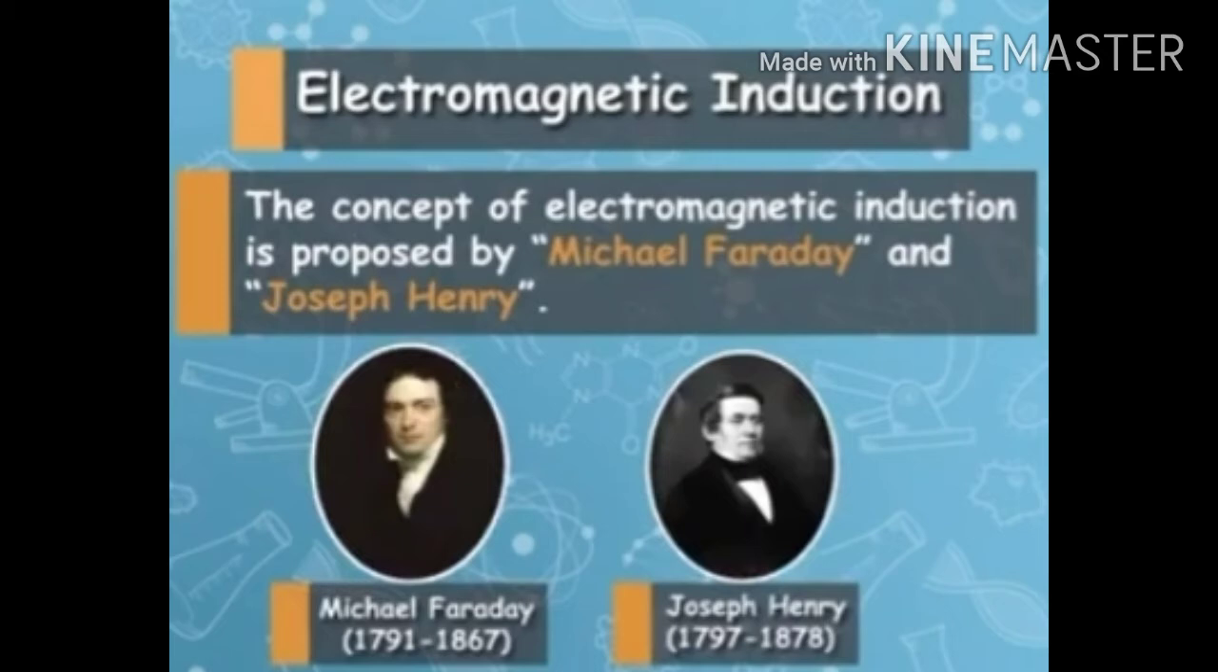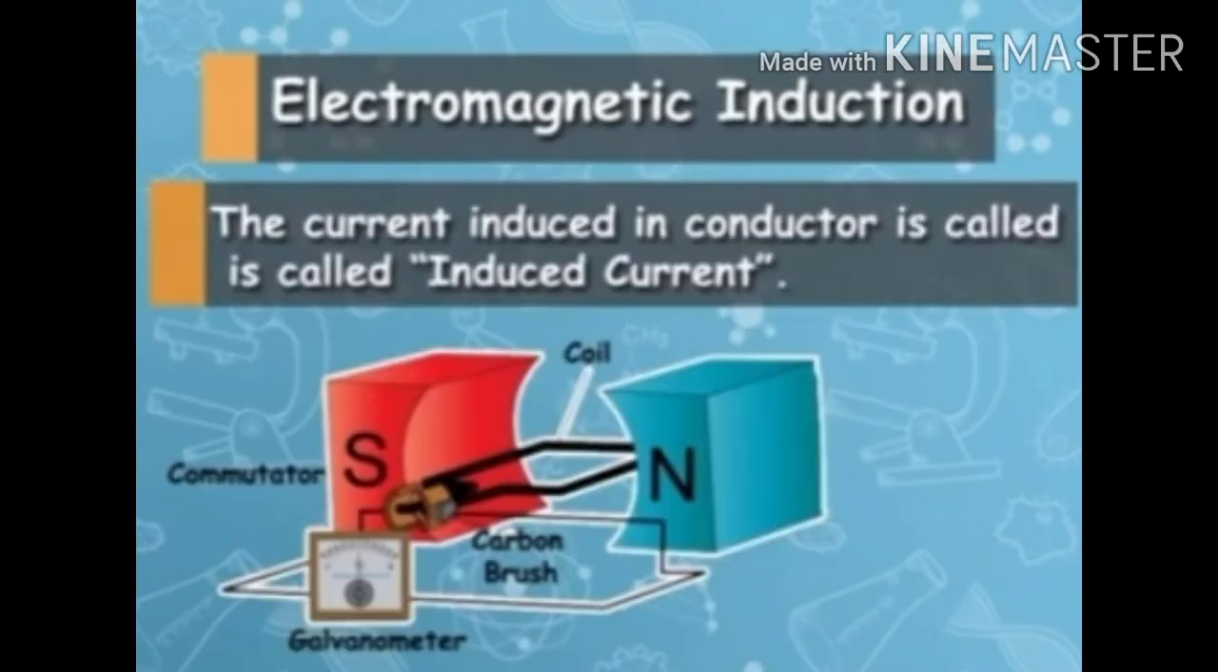They proposed it when, with a conductor rotated between two stationary magnets, the EMF is produced, and the experiment proved that the EMF is produced in the conductor. That means the current induced in the conductor is called induced current. The current produced is what we call the induced current.